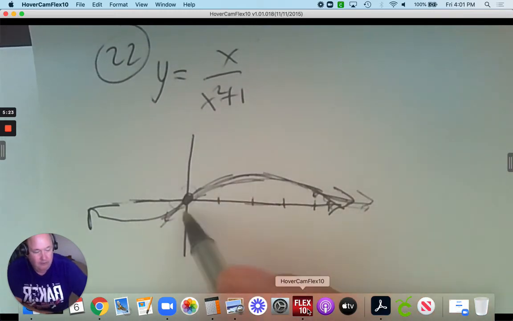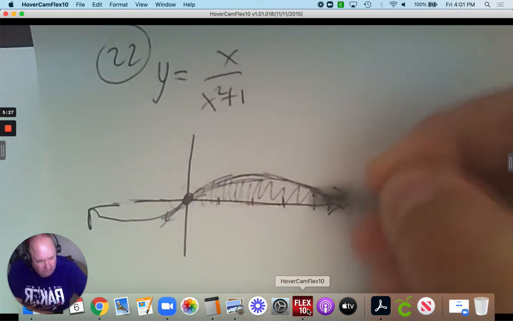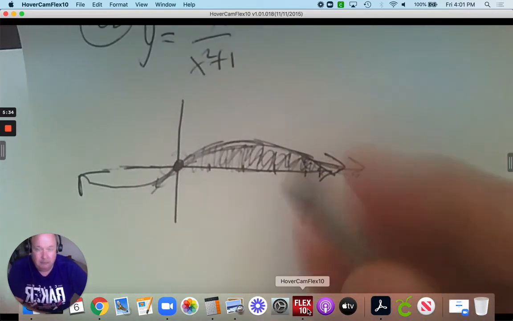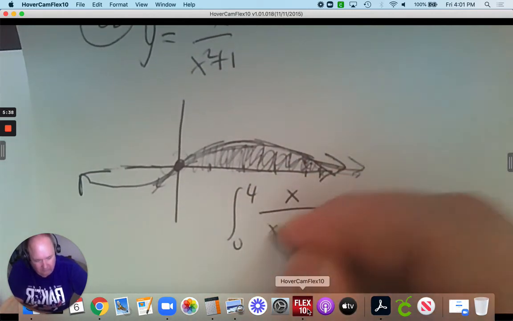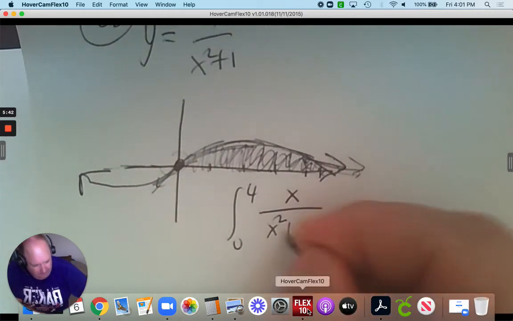So we're integrating from 0 to 4. So this is the area that we're looking at. And then what would be the integration setup to be able to find that area? So we're integrating from 0 to 4. What are we integrating? X over x squared plus 1, right? Dx.